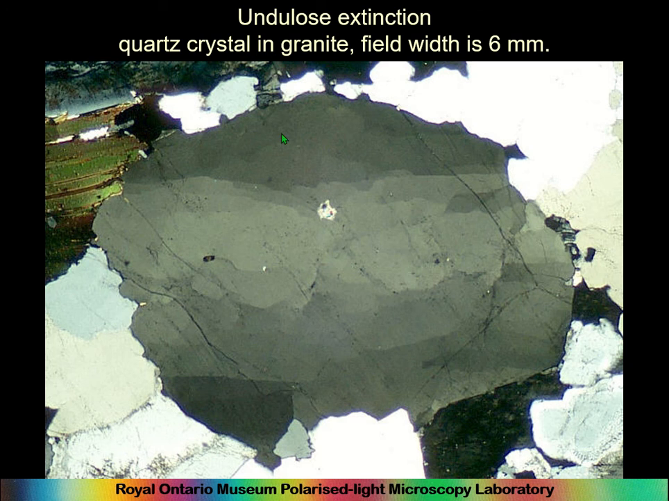Some will be mostly extinct or mostly not extinct. Some will be entirely extinct in one end and entirely not extinct somewhere else. And so that's more undulose. And so that's described in the manual.